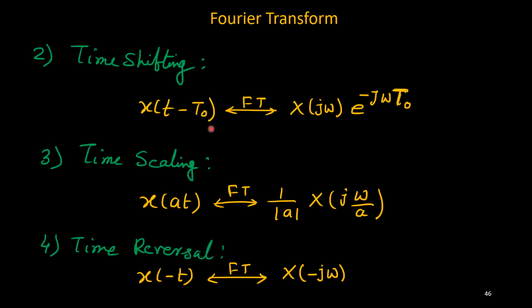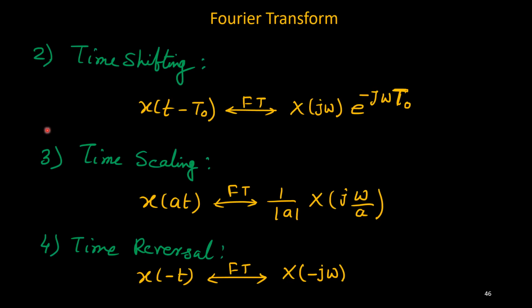Okay, so the pattern of this spectral will remain same, but this time delay corresponds to one phase delay, that is denoted by e to the power minus j omega t naught multiplied with X of j omega. So this is the implication. X of t minus t naught, one time delayed signal, will give you one phase delay, that is multiplied e to the power minus j omega t naught, multiplied with X of j omega, right?